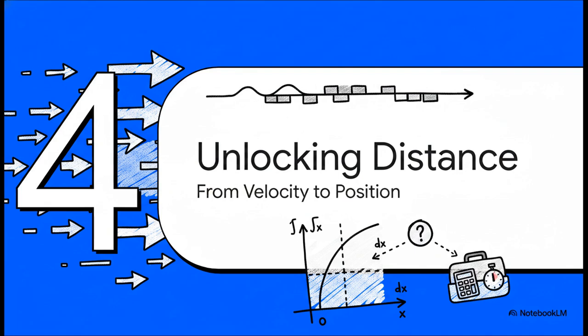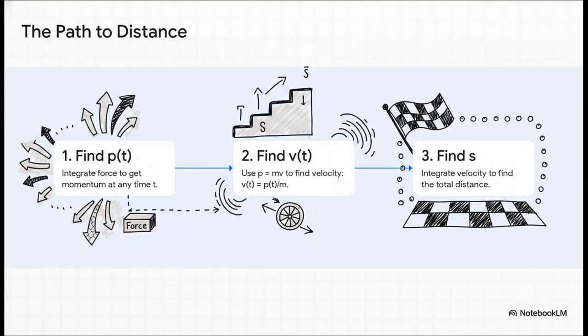Let's find that distance. Now, this part takes an extra step, but it uses the exact same ideas we've already mastered. No new tricks here, just putting our tools to work one more time. Now, you can't just jump directly from force to distance. You have to take the stairs. That first integration we did was like going up one flight, from force to momentum. From momentum, it's just a tiny hop over to velocity, right? Since p equals mv. Then, we have to climb a second flight of stairs. That's our second integration to get from velocity to our final destination, distance.